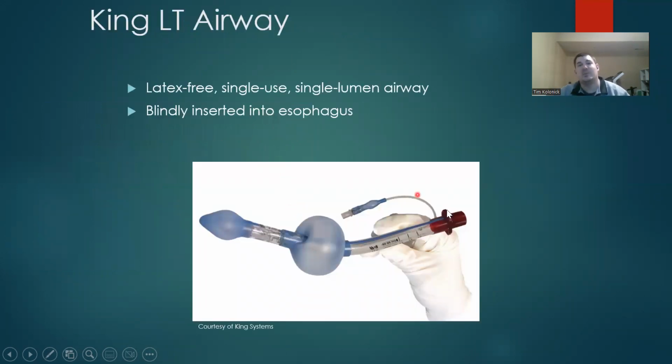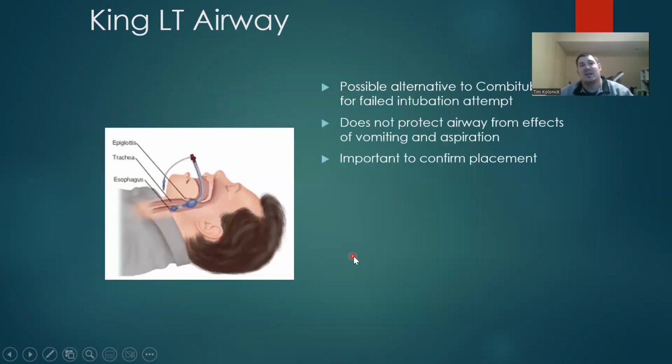King airway, very similar. Generally, it's just a single lumen airway though. So there's 1 tube going down to the airway. The new King LTSDs have a suction port tube on the back that you can run a suction tube down to the stomach if needed. Again, blind insertion. King has to go into the esophagus.